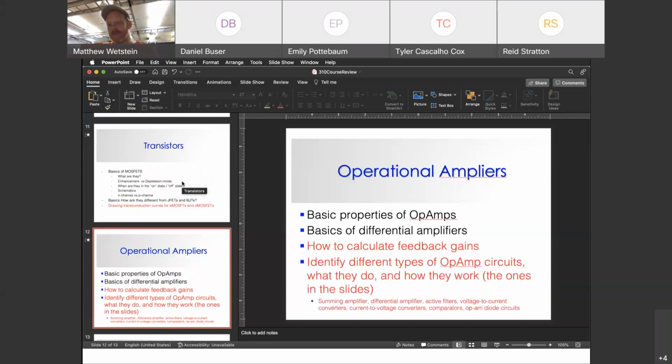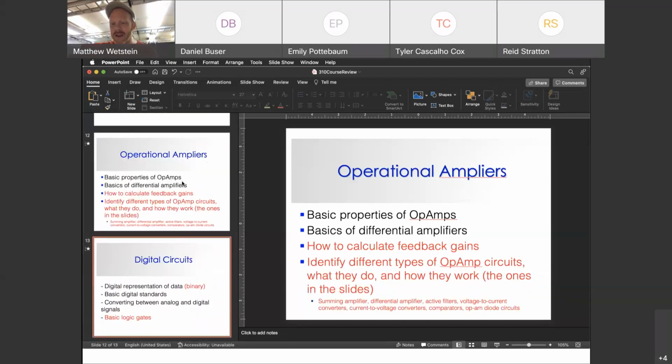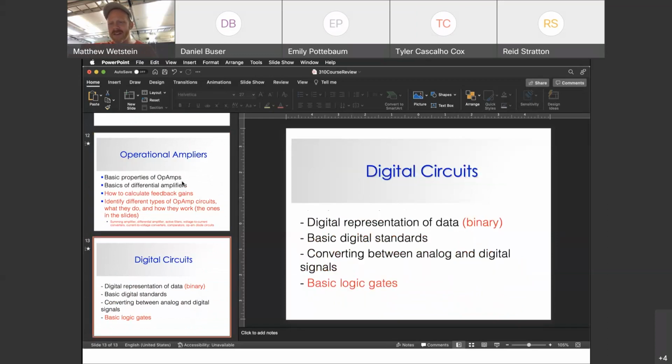For op amps, know how to calculate feedback gains, be able to identify the different kinds of op amp circuits, what they do and how they work, and be able to calculate basic things like gain. And for digital, I'm not going to beat you up too much. If you can deal with binary and do basic logic gate circuits, I think that's the full extent that we're going to do.